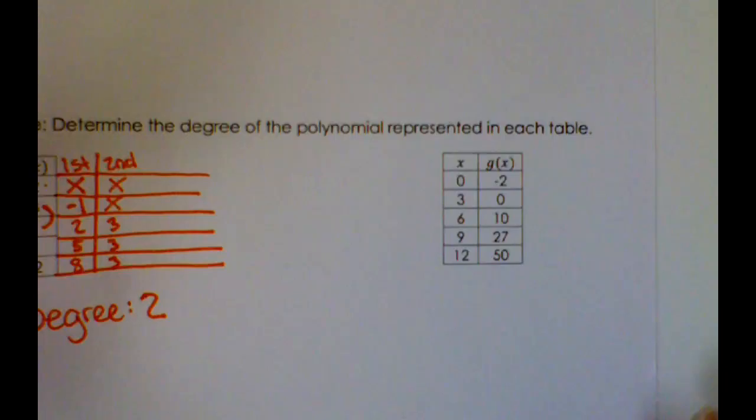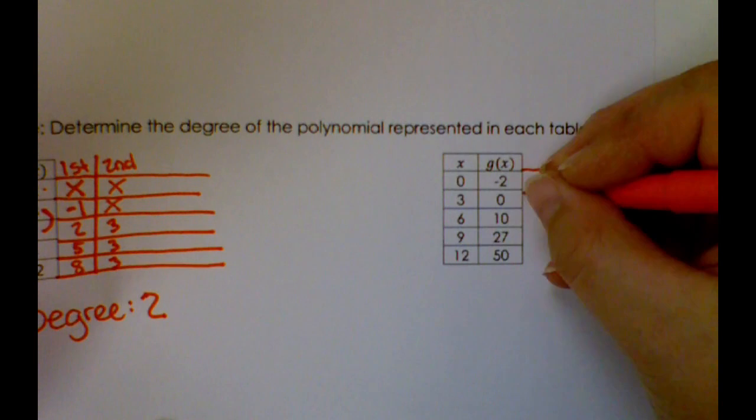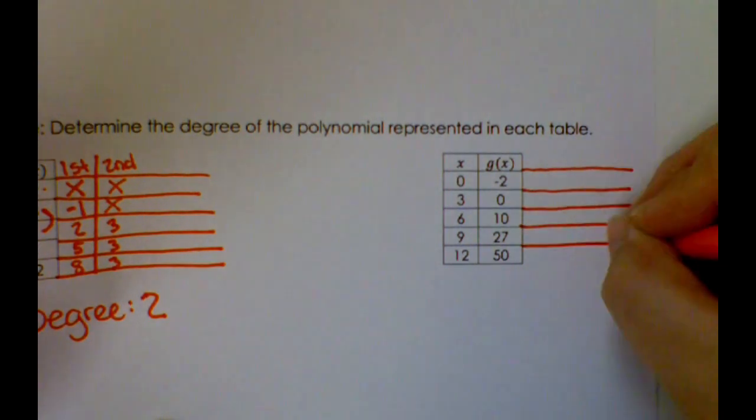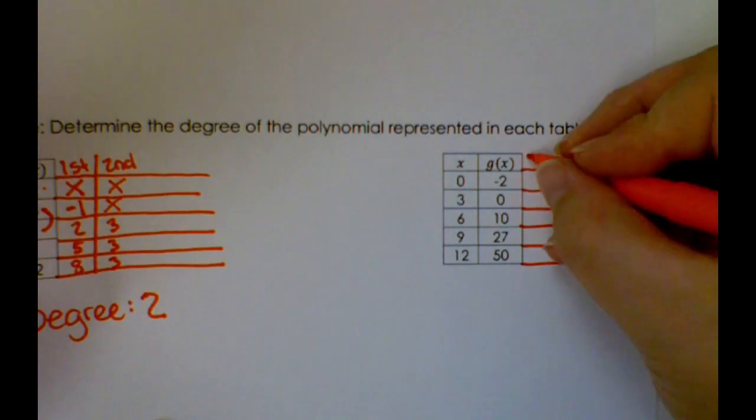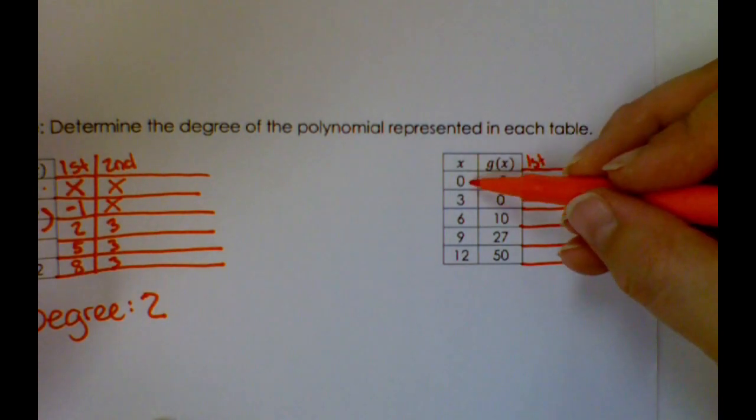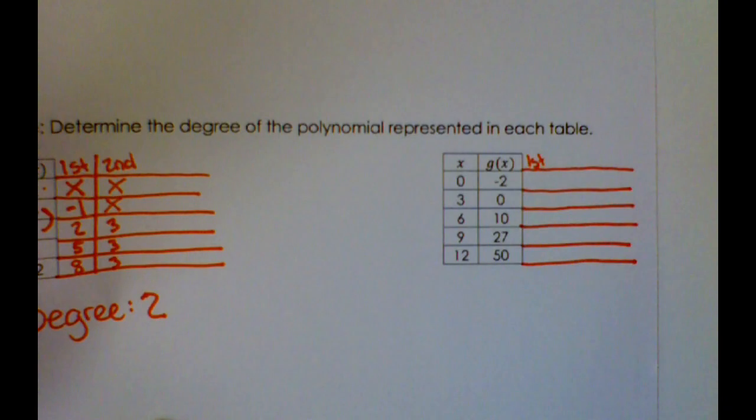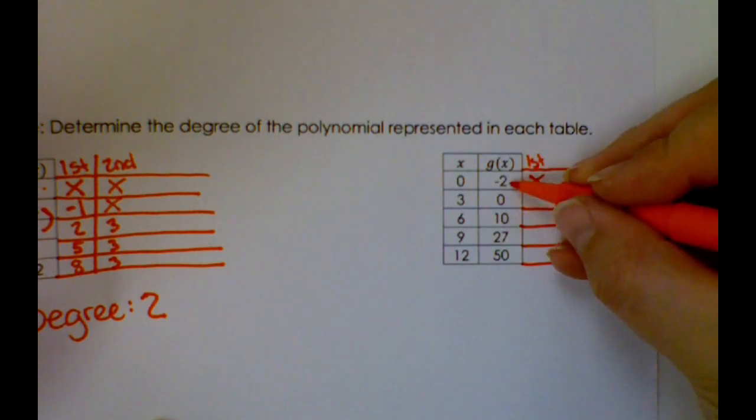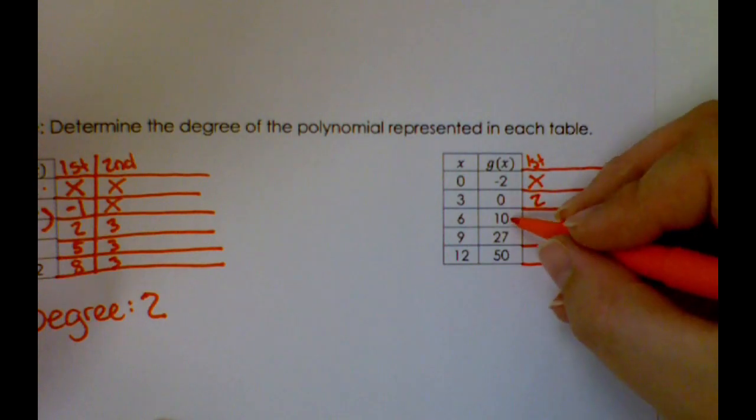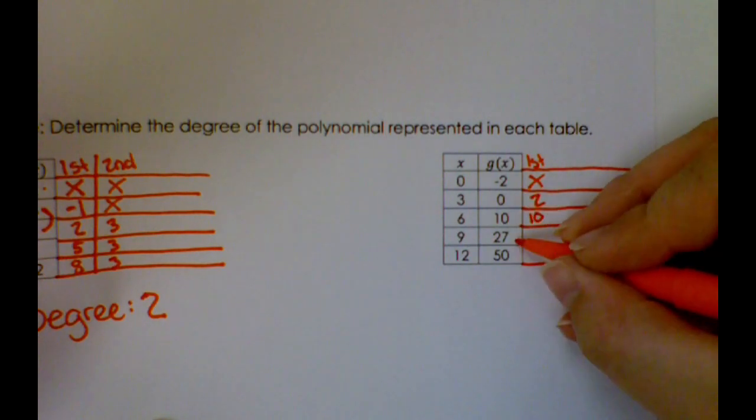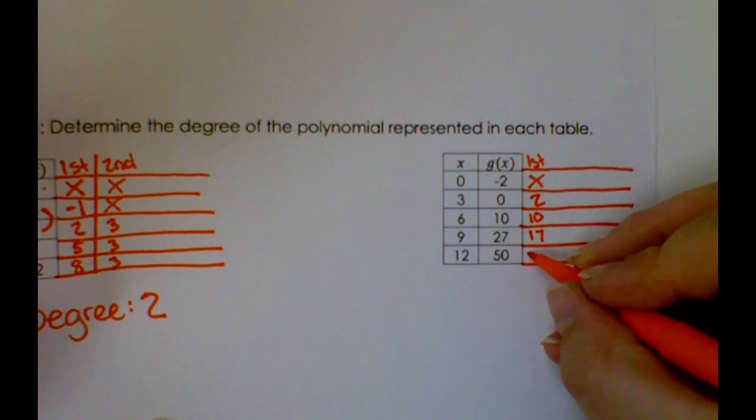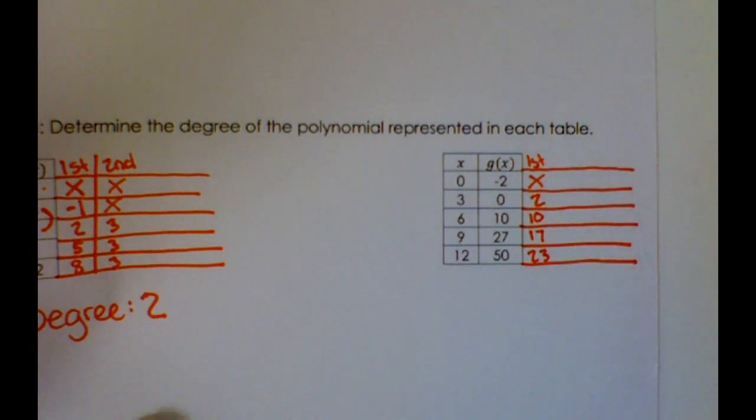Let's try it on another one. Extend my table a little bit. All right, for my first differences, first, are my x's the same distance apart? They're going by 3's, we're good. I won't have a first box. 0 minus -2 is 2. 10 minus 0 is 10. 27 minus 10 is 17. 50 minus 27 is 23. Okay, it's definitely not a first degree.